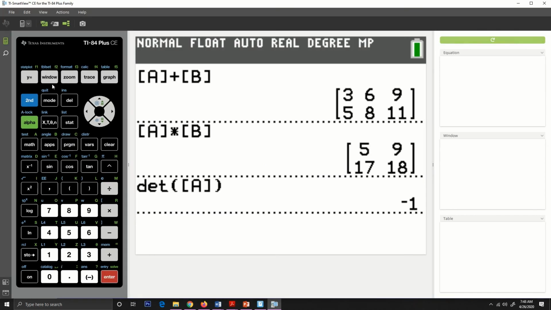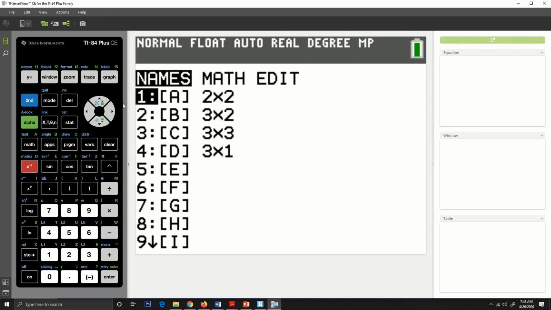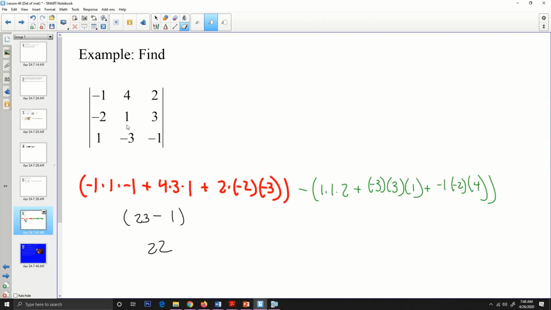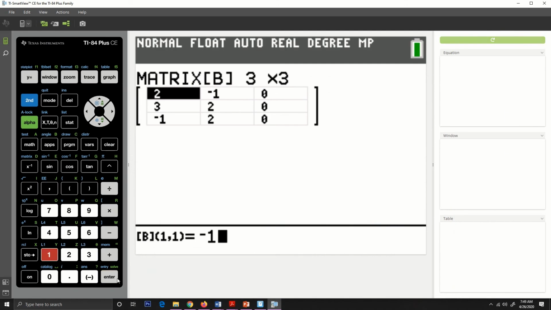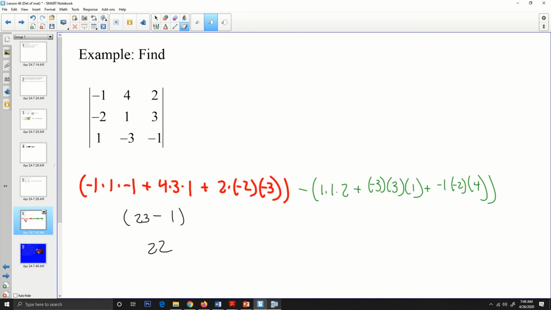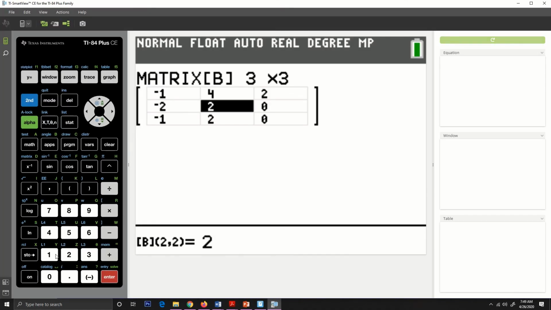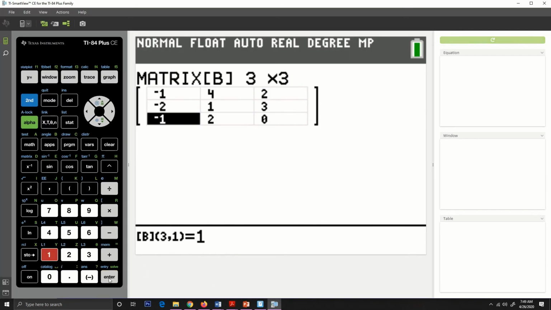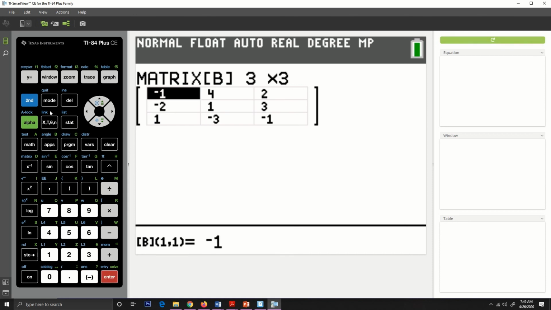That is it. Go back to our calculator, hit second, hit matrix. Let's go over to edit, and let's edit B this time, and we'll make it a 3 by 3 matrix. And so -1, 4, 2, -1, 4, 2, -1, 4, 2. And then the next one was -2, 1, 3, and then -1, -3, -1. And I think I have that right.